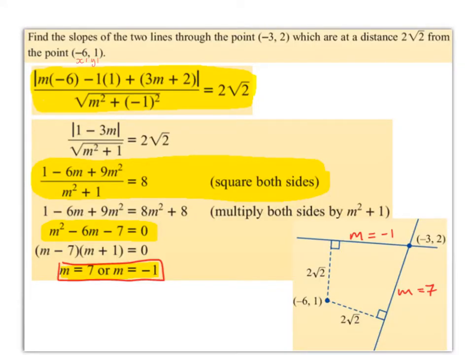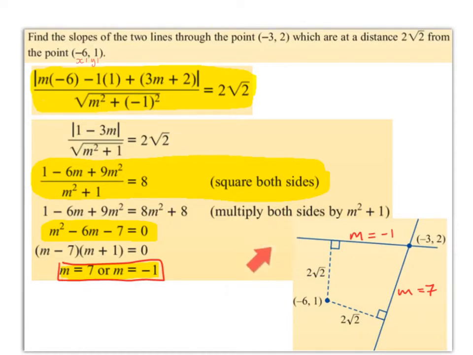So we simplify. So m times minus 6 plus 3m gives us minus 3m. Minus 1 times 1 is minus 1, and minus 1 plus 2 is 1. So that's where we get 1 minus 3m from. And on the bottom we have the square root of m squared plus minus 1 squared gives us 1. So we get the square root of m squared plus 1, and again it's equal to 2 root 2.